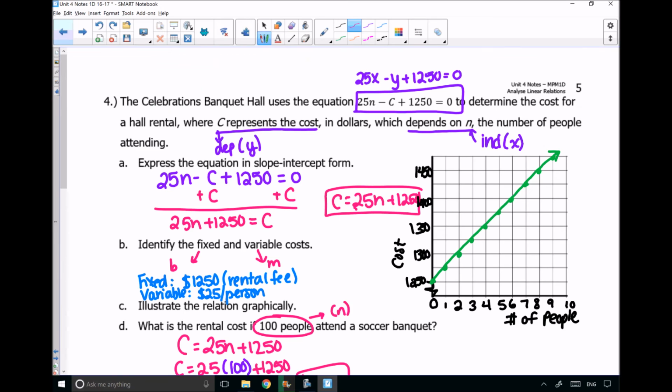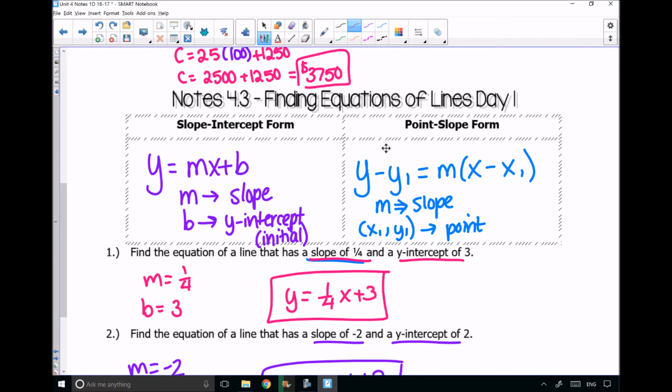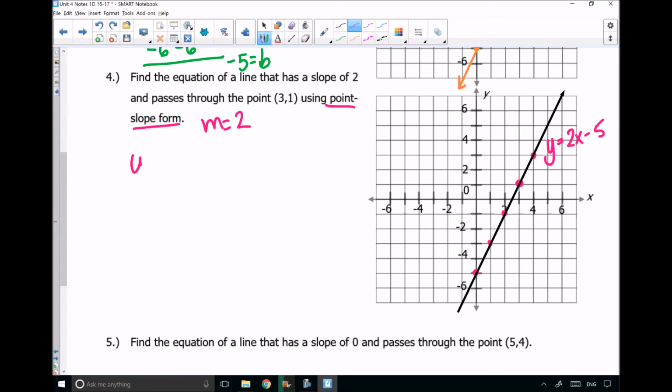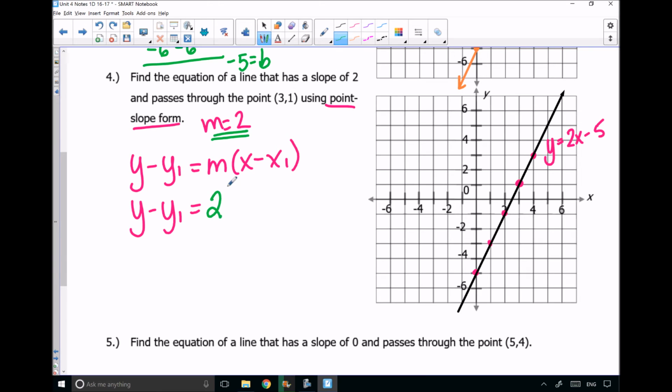Well, if you remember, in the previous page, we wrote down the point slope form as follows: y minus y1 equals m times x minus x1. So let's go ahead and do that. I'm going to write down y minus y1 equals m times x minus x1. But this m is known. I know it's going to have a slope of 2. So I can say y minus y1 equals 2 times x minus x1.